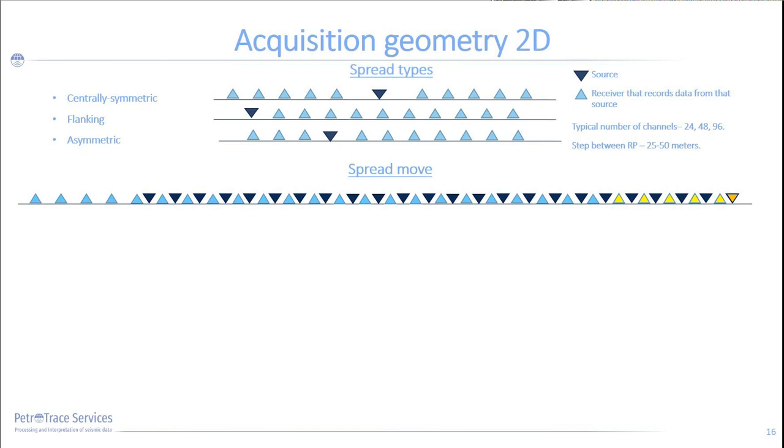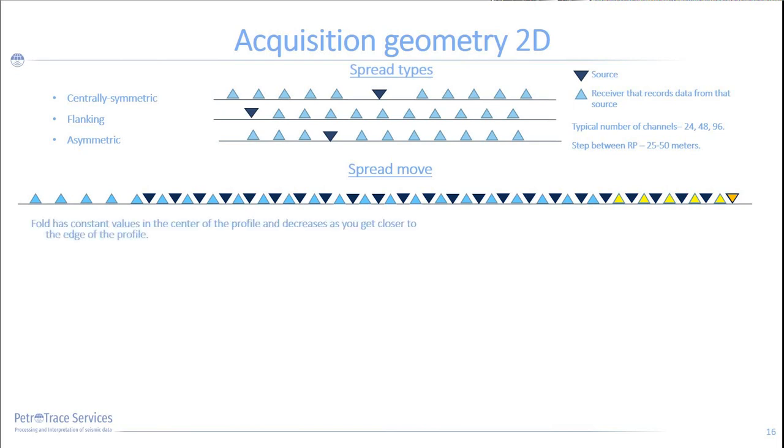Sometimes the receiver line is taken out of the source line, as shown on the left side of the profile, so that there can be the same spread everywhere. It depends on the planning and requirements of the customer.